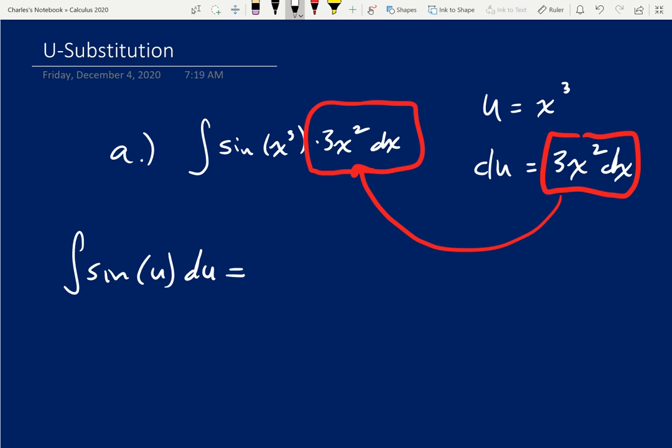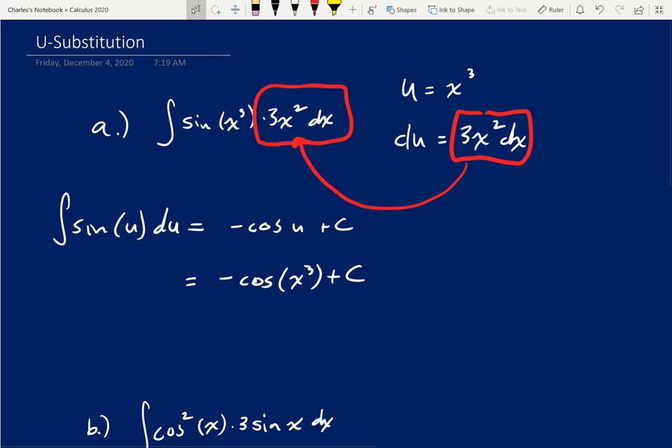And now what's the antiderivative of the sine? Well, I believe that's negative cosine u plus c. And then at the end of a problem like this, you have to go back and substitute in the thing that you put in for u. So this is negative cosine of x cubed plus c. Okay, so that's the basic idea behind it.